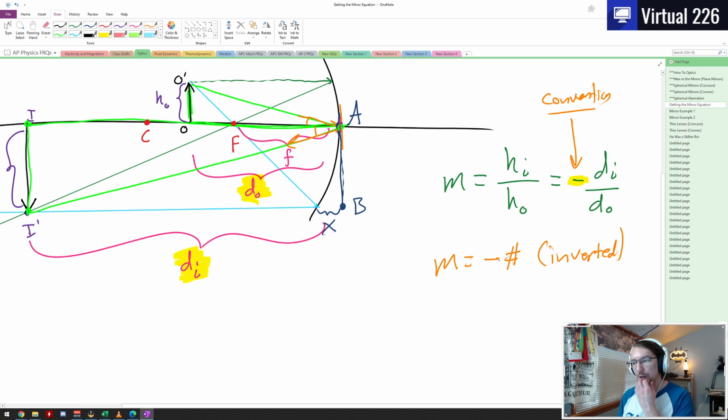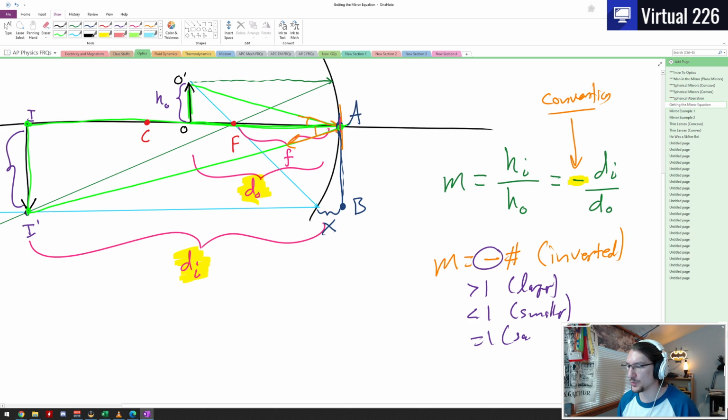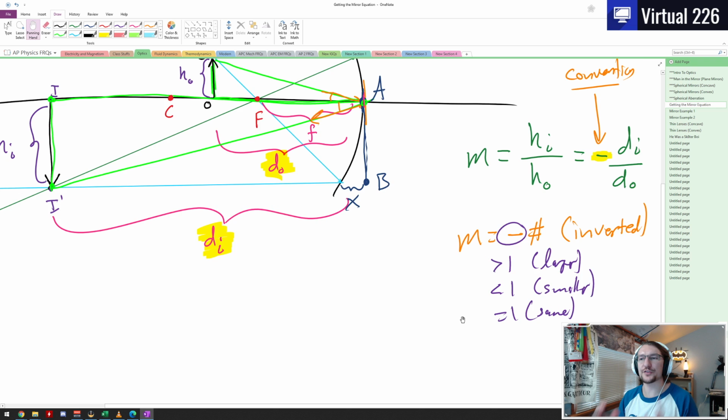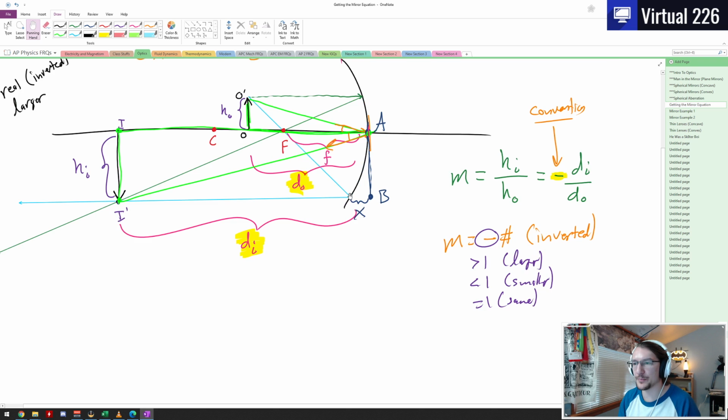So if you have a negative number here, you're inverted. If your magnification is greater than 1, you have become larger. If your magnification is less than 1, you've become smaller. And if your magnification equals 1, then you are the same size. Nothing's changed. Okay? So that's the first thing we can see with this triangle. And with this concave mirror setup, we can get magnifications pretty simply.